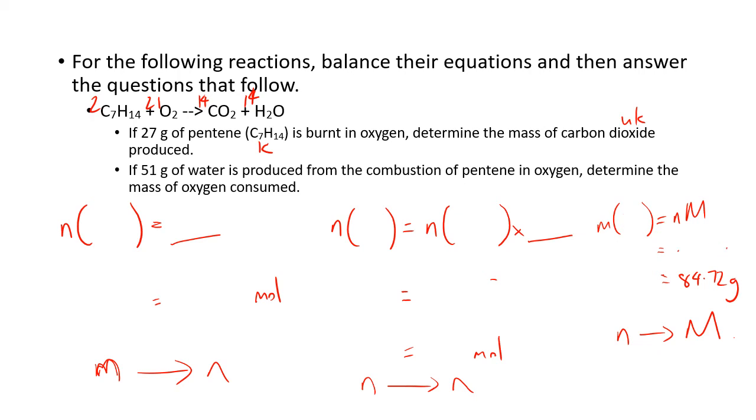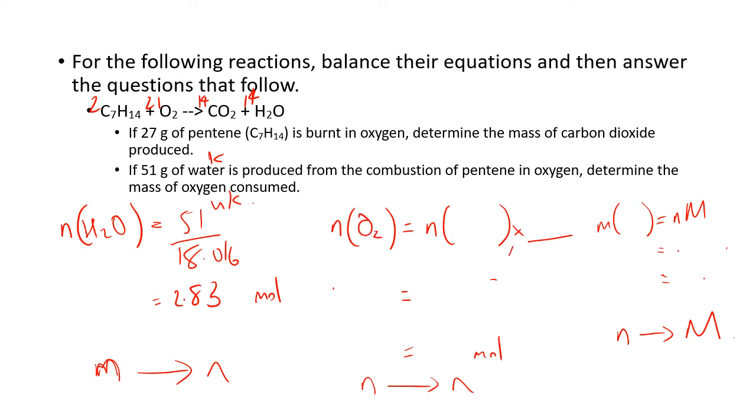Okay, let's look at the next one. If 51 grams of water is produced from the combustion of pentene in oxygen, determine the mass of oxygen consumed. What's our known? Our known is the water. What's our unknown? Oxygen. So the number of moles of water is what we're going to start with, 51 over 18.016, which happens to be 2.83 moles.